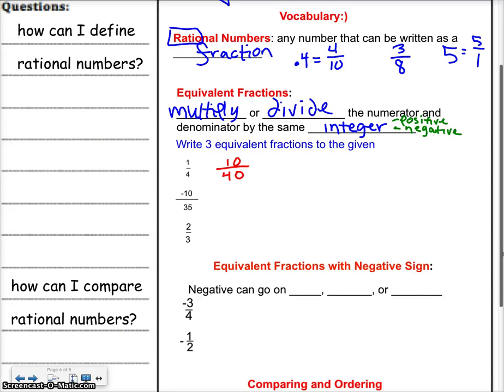You know what another easy one is? -1. If I times through by -1, I get -1/4. That is equivalent to 1/4. Another easy one, of course, is 2. 2/8.